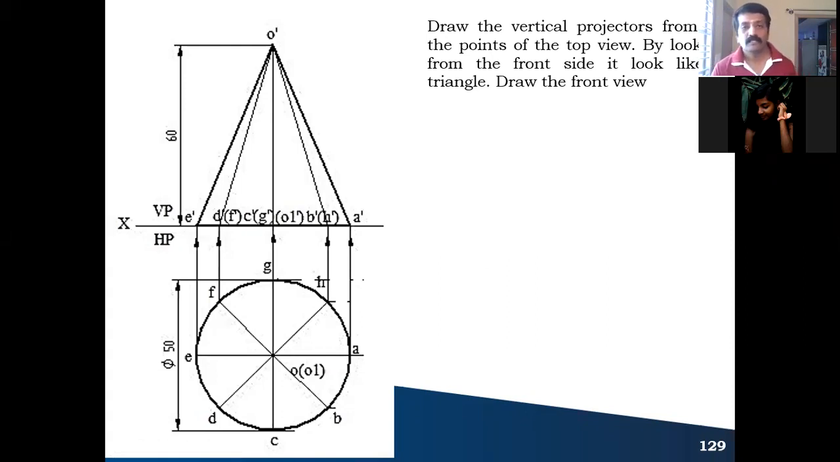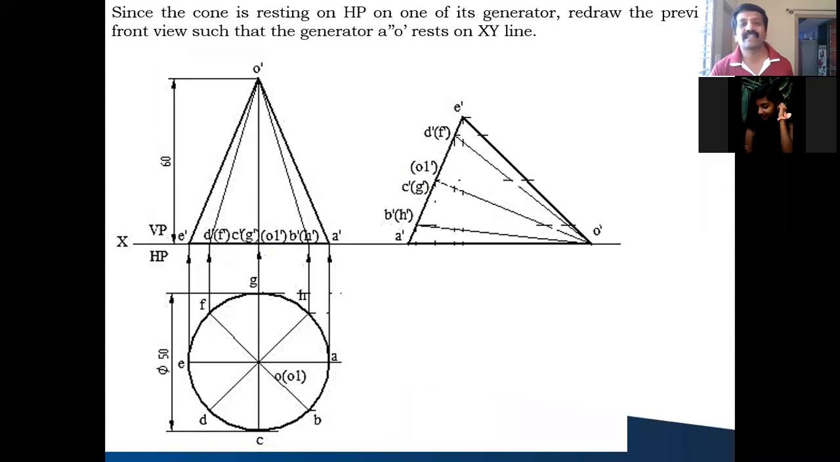Second position. He has given it resting on one of its generators. As I told, it has got an infinite number of generators. For my construction work, I have divided it into 8 equal parts. The line that connects the base to the vertex or apex, in my case A dash to O dash, I'll consider this A dash O dash as my slant generator. So I should tilt such that A dash O dash, which is nothing but a slant generator, should rest on the HP, in the sense should lie on the XY line.